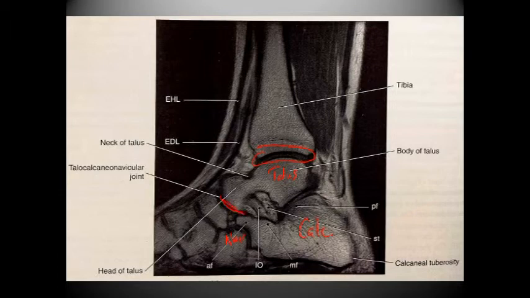And this joint here is the talocalcaneonavicular joint. Additionally, we have the Achilles tendon coming down here, which we don't see all of, because we don't see all of the calcaneus in profile, so we don't really catch the Achilles tendon coming in all the way, but we do see the start of it coming in.